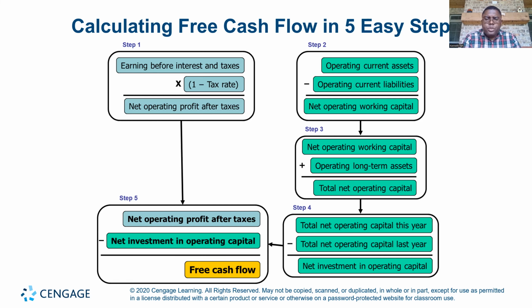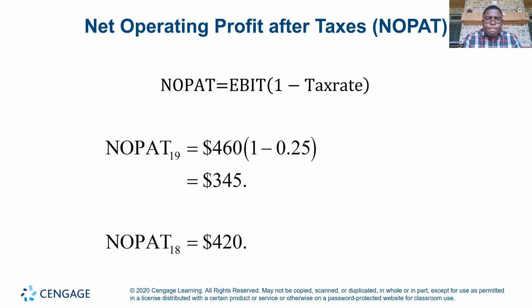All right, we are going to look at this step by step. So the first thing we want to calculate, which is step 1, is the net operating profit after taxes. Based on the formula I just shared in the diagram, that is equivalent to the earnings before interest and taxes times 1 minus the tax rate. The tax rate is 24%.